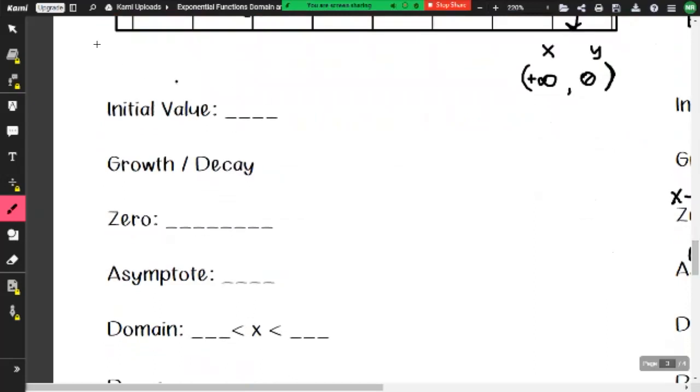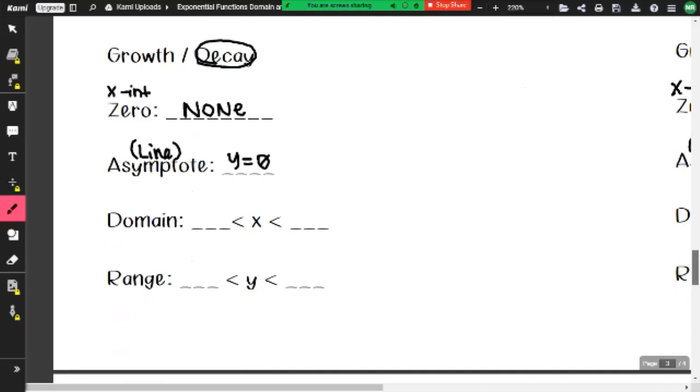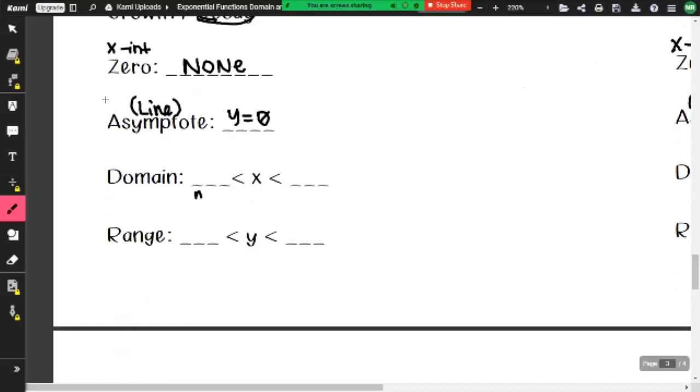All right, what's my initial Y value? 3. Growth or decay? X-intercept? None, because of the asymptote. The asymptote is a line. What is the equation of that line? Y = 0. Am I giving everybody enough time to copy those? Okay. I don't know if I was going too fast there.